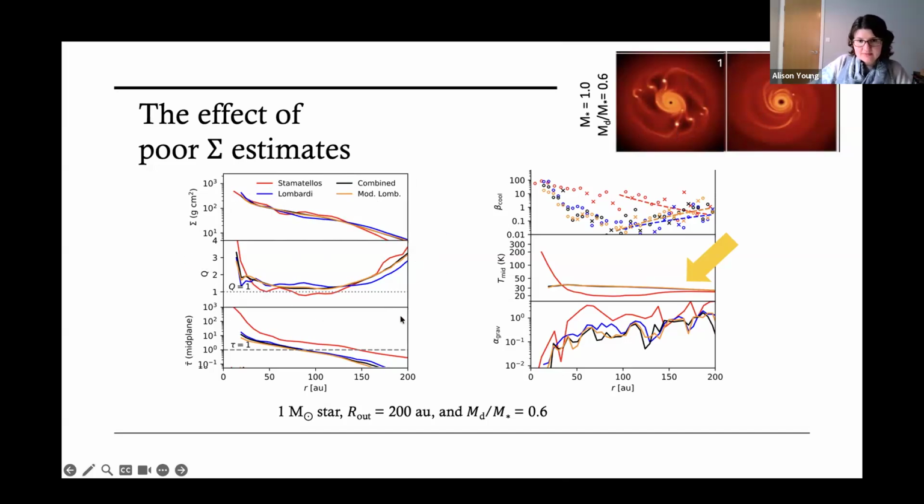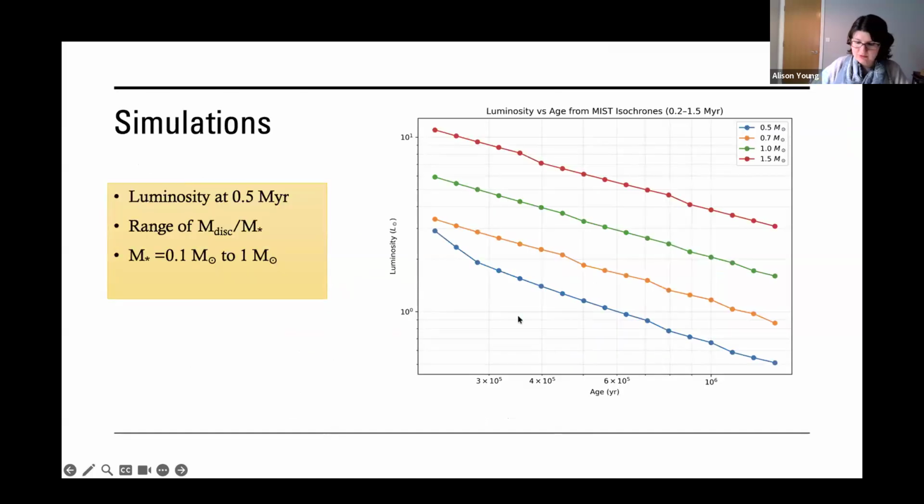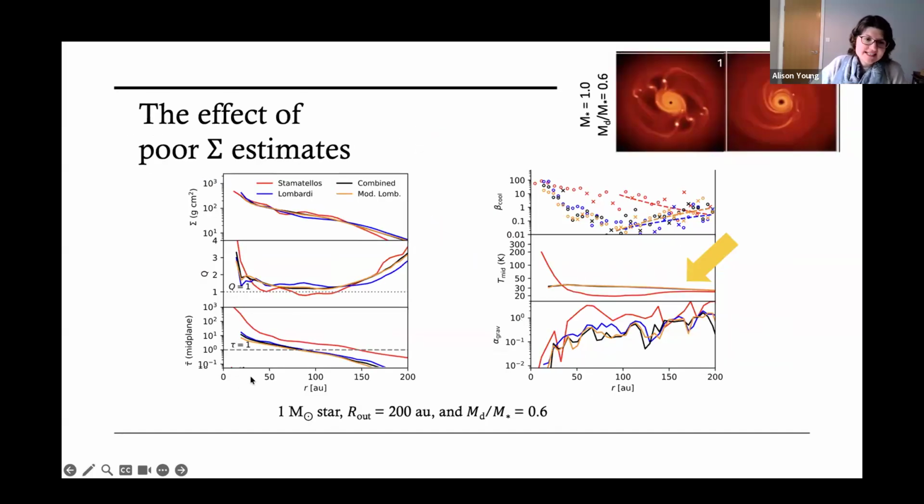So when Q is lower, the disk is more unstable, and when it dips below around 1, the disk is susceptible to fragmentation. And we can see the red line, the older model, becomes a lot more unstable than the previous ones. The reason for this is that the mid-plane optical depth estimate is quite different with the older model. So we can see that it's a factor of a few to a factor of 10 greater than in the more accurate models. And this gives rise to quite a different mid-plane temperature.